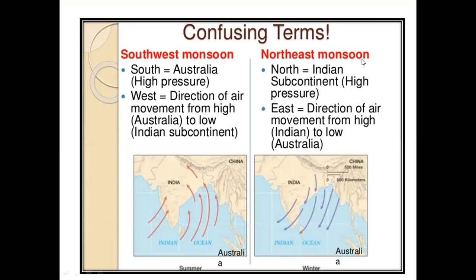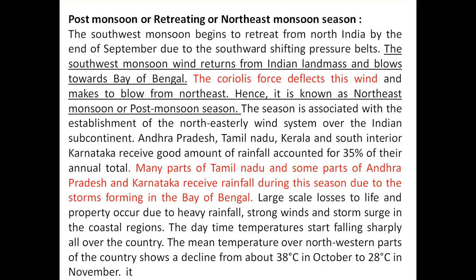The southwest monsoon wind blows from this southern and western region, from the Indian Ocean to the Bay of Bengal, and moves in this direction towards the northern Himalayas for two or three months. After some period, it retreats or reverses. That is known as the northeast monsoon rainy season.